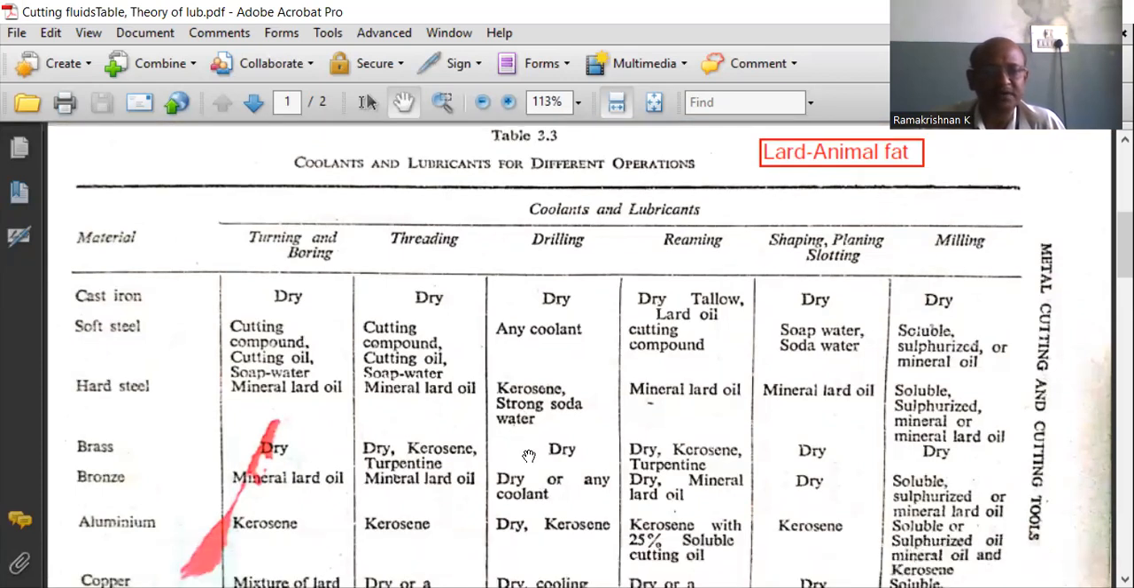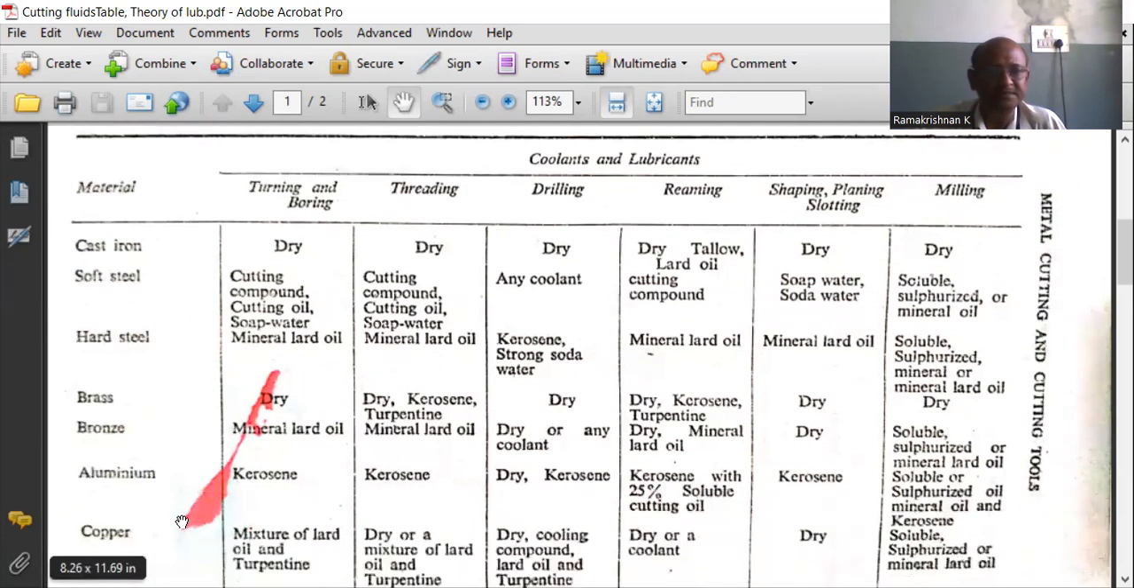Then next, brass. During the turning operations, it requires no lubricants. For threading, kerosene or turpentine may be used, and for drilling, it requires no coolants. And for reaming operations, kerosene may be used as a cutting fluid.